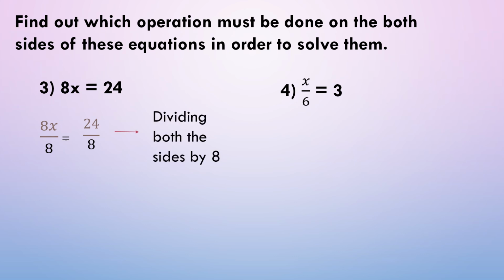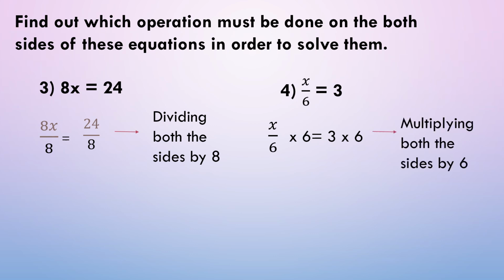Next one, x upon 6 is equal to 3. Now x upon 6 is given in the division form, and you have to find the value of x here. You have to remove that 6. So to remove that 6, what do you have to do? On both the sides you will multiply by 6. Okay. So you are multiplying both the sides by 6.